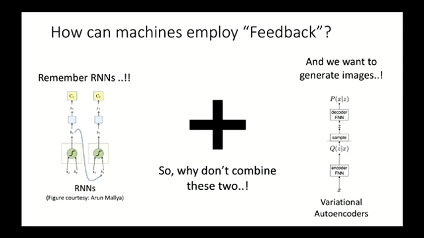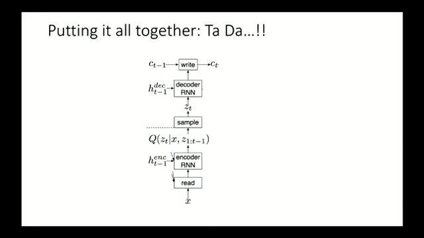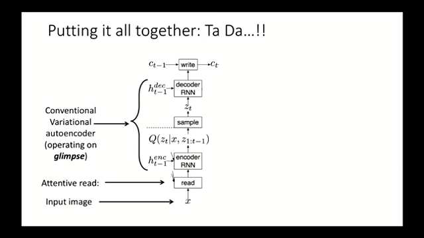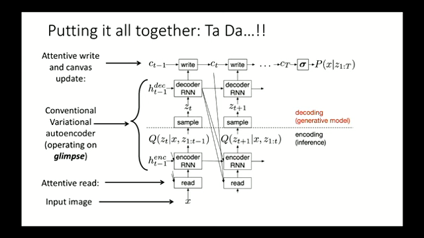And so you put all of this together, you get a final architecture that looks something like this. So you have the input image, you read it, you do an attentive read, then this is a conventional variational autoencoder. Remember, it is operating on a glimpse, because this read operation gives a glimpse. Then you do the write operation, and this is your canvas. So you keep updating the canvas. And there is an RNN, so you put this entire structure in the feedback. And this is the feedback loop.